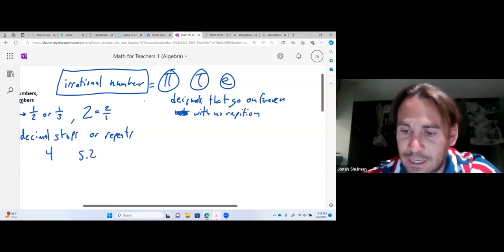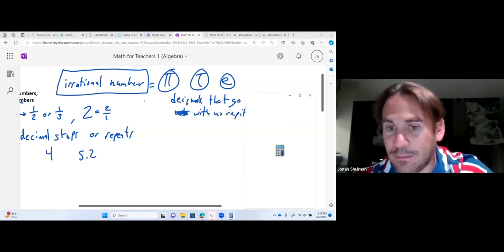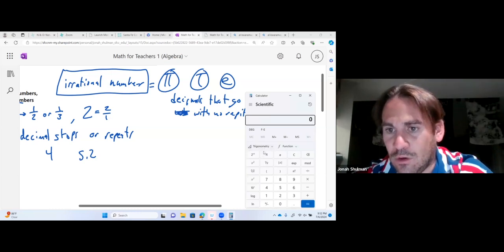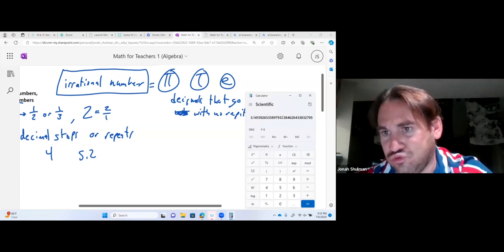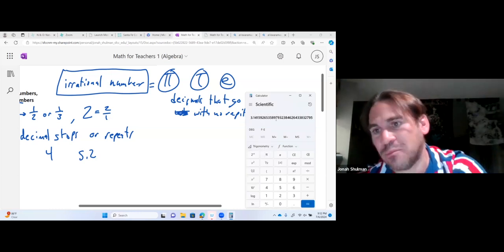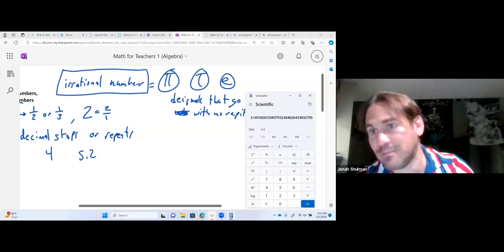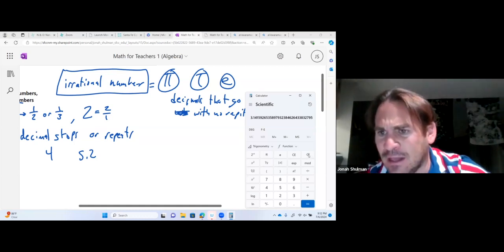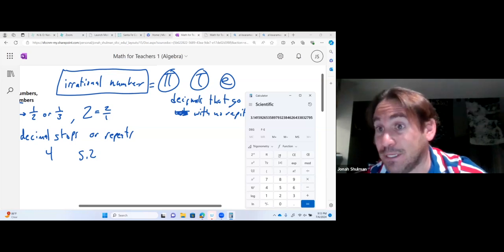Now, if I pull up a calculator and I hit the pi button, and it goes on forever. See how there's no real pattern, it just keeps continuing forever? That means it's irrational. Let's do Euler's number. And students like Euler's number because it's the money constant.